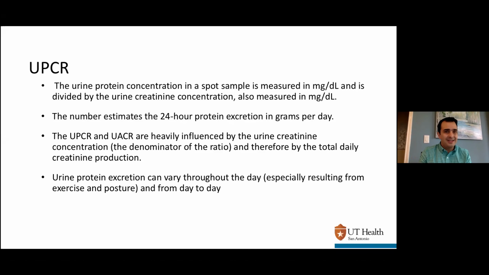It is a little bit tricky in patients in extreme situations, older patients and cachectic patients, and young patients with a lot of muscle mass. Because the urine protein creatinine ratio is heavily influenced by the urine creatinine concentration in the denominator, and that can skew your result a little bit, whether you overestimate or underestimate. But in general, it's a good estimation of how much you would find in a 24-hour collection.